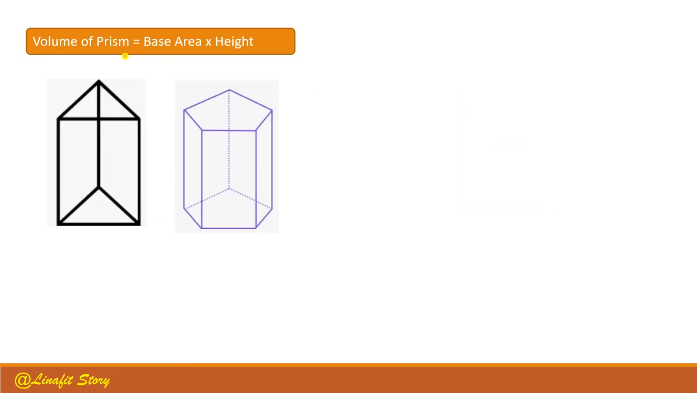To find the volume of a prism is base area times height. All prisms are named by their bases. So this is called a triangular prism. This is a pentagonal prism. Let's learn how to find the volume of a cylinder by comparing a cylinder with a prism that has a regular polygonal base.